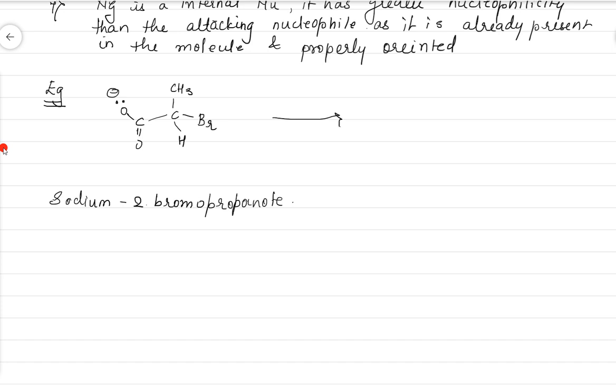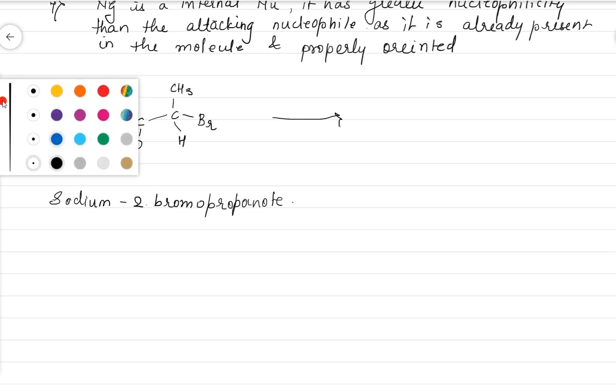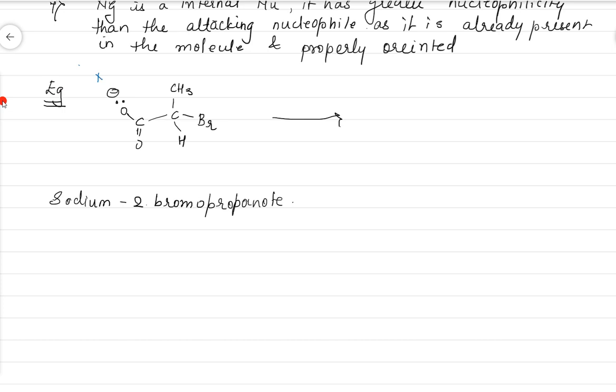Now what is our NGP here? How does the NGP take place? This is a lone pair of electrons, so this becomes our neighboring group. Oxygen has more nucleophilicity than bromine. So this is attacking, and this is our leaving group. When this attacks this carbon, the bromine along with its lone pair of electrons will be leaving.